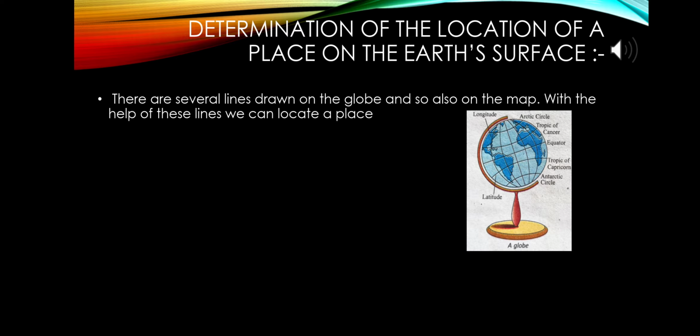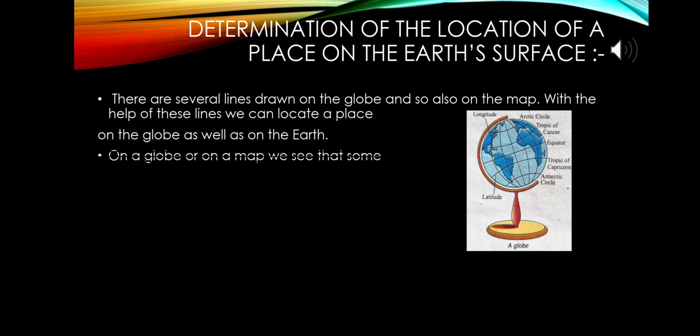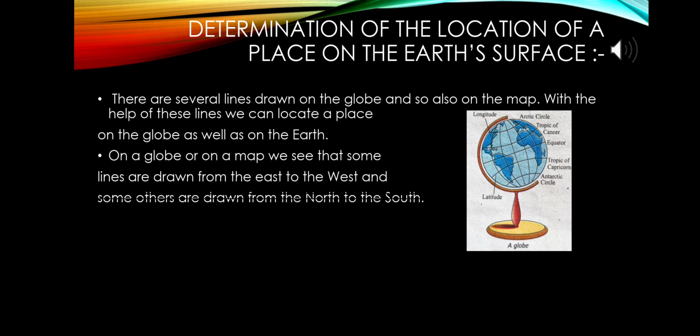But when we identify the proper locations, for this we need the help of the lines of the globe, which are drawn on the globe or on the map. So there are several lines which are drawn on a globe or a map. With the help of those lines, we can locate a place on the globe as well as on the Earth's surface. Okay, so on a globe or on a map, we see that some lines are drawn from east to west and some other lines are drawn from north to south.